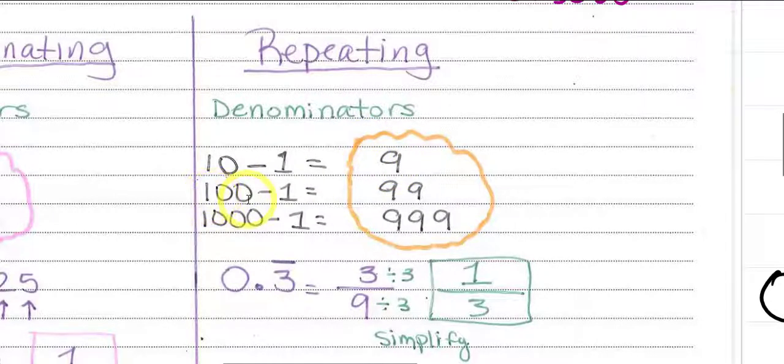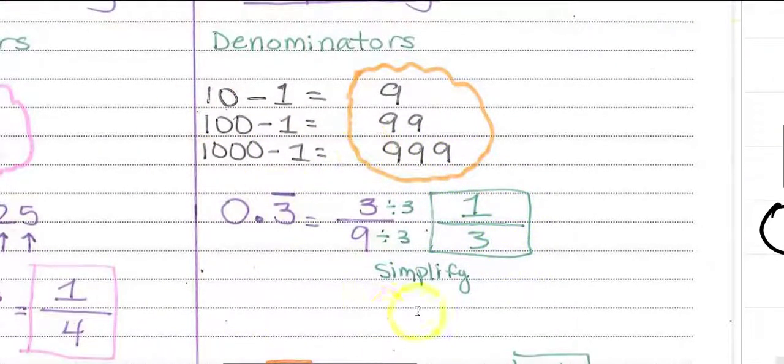If your decimal ends in the hundredths place, we'll subtract 1, and the denominator will be 99. Same thing, if it's in the thousandths place, we'll subtract 1, and our denominator will be 999. Then we simplify. So here's the example that we used earlier, 0.3 repeating. This is in the tenths place, so I'm going to take 10, subtract 1 because it's a repeating decimal, and I'm going to get 9. That's where that 9 comes from.